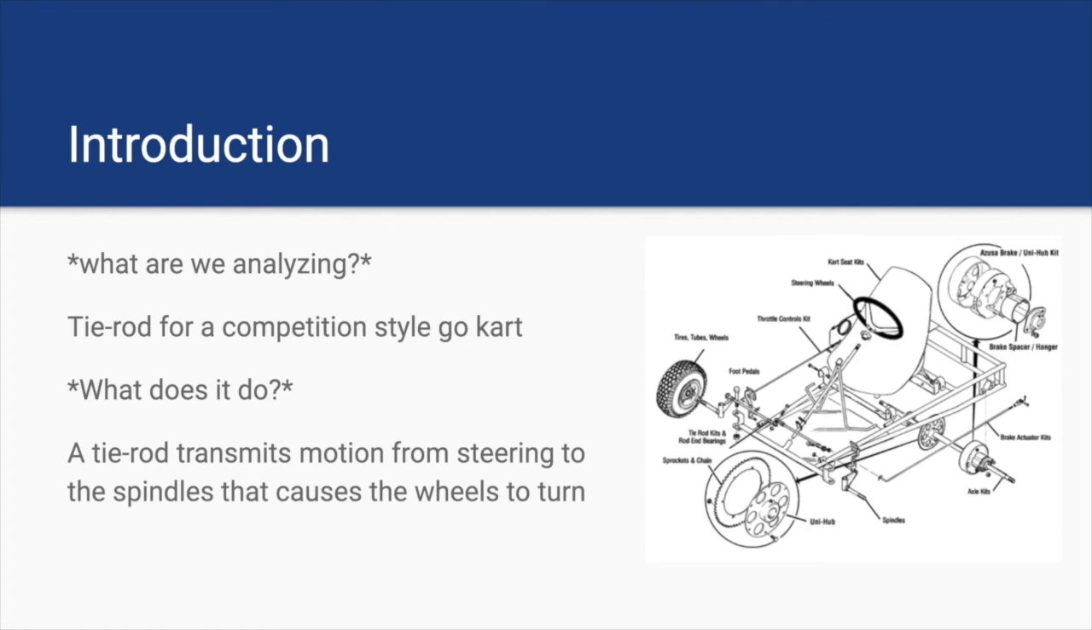So what exactly are we analyzing? We're going to be analyzing a tie rod for a competition style go-kart. What exactly does a tie rod do? A tie rod transmits motion from steering here. You see the steering rod here. It rotates and causes these tie rods, we have two of them, to move, which causes the wheels to turn left and right.